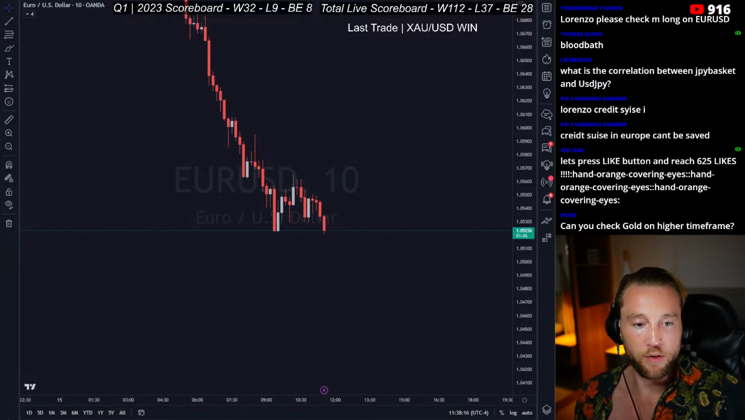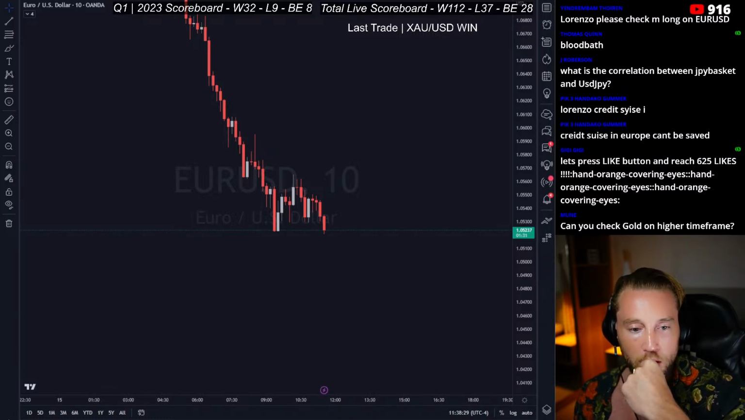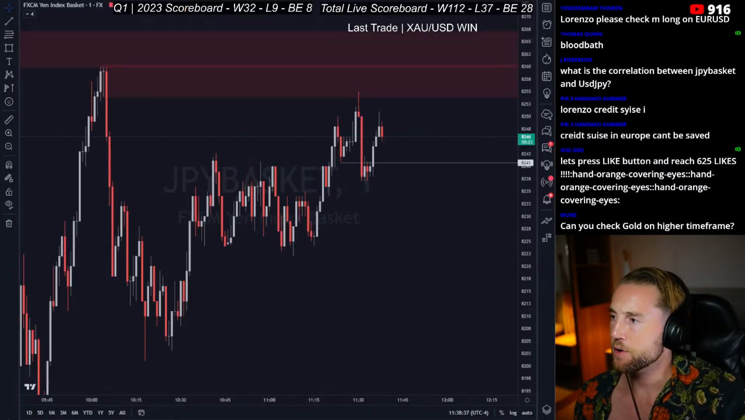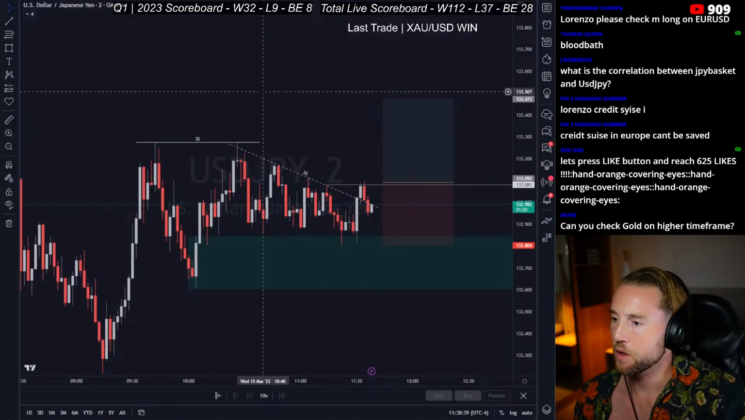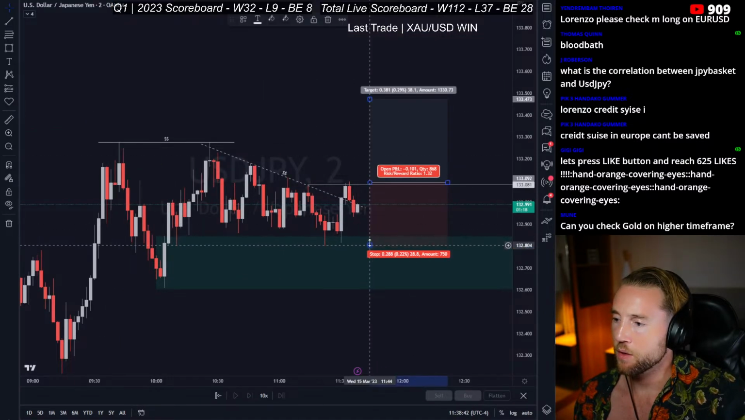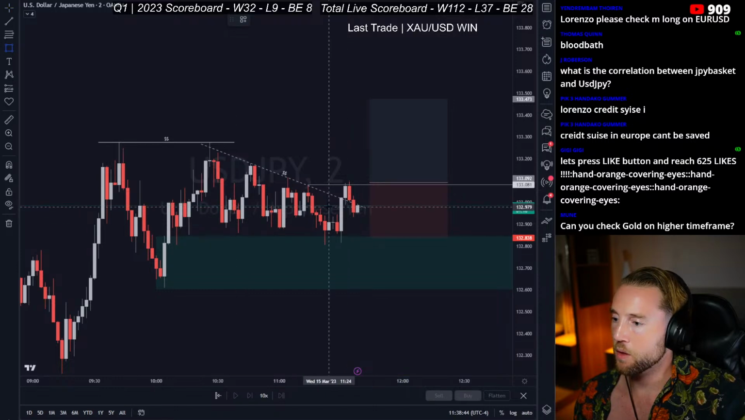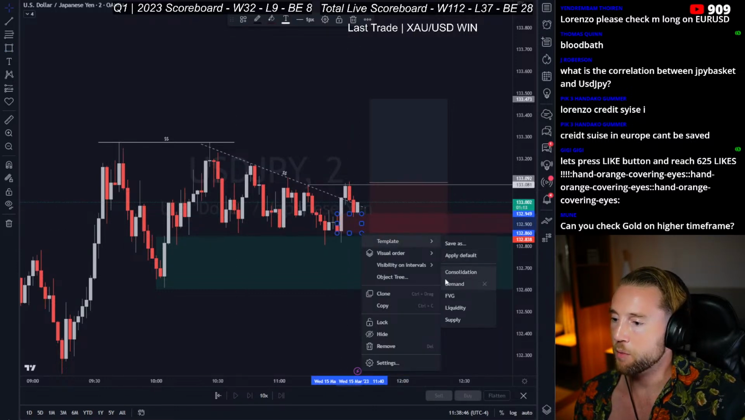Let me know where you entered the euro US dollar if you are in the long right now. Hopefully you see a bounce from here. That would be the ideal scenario.